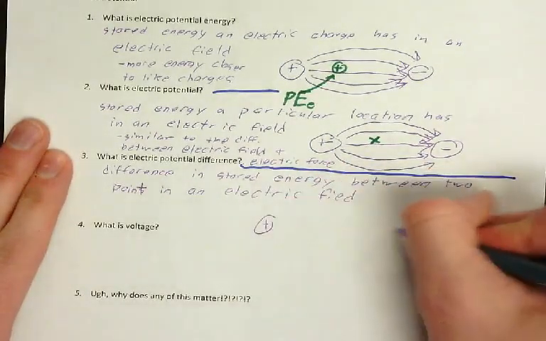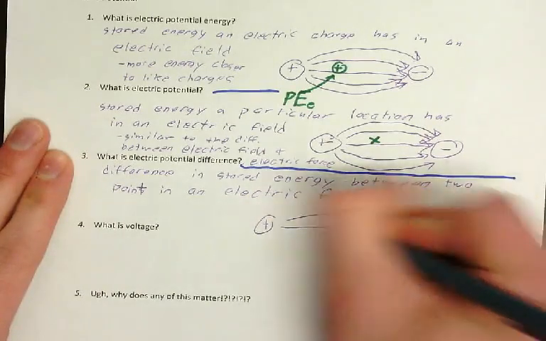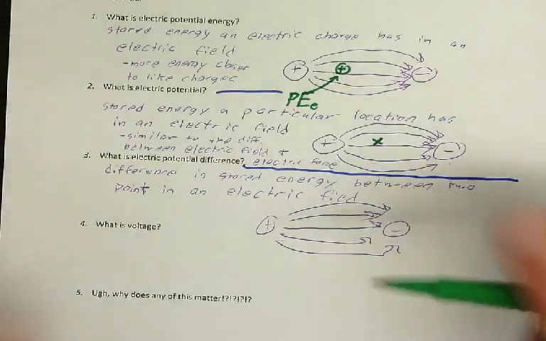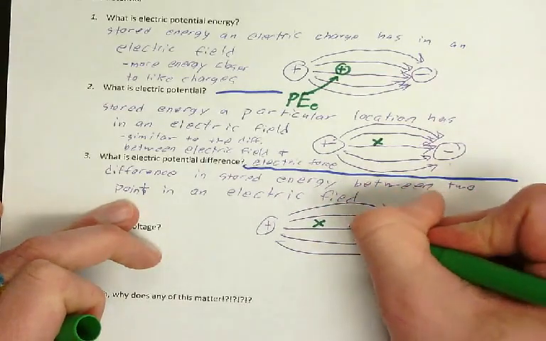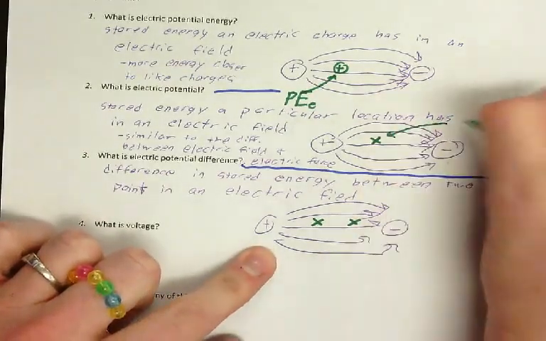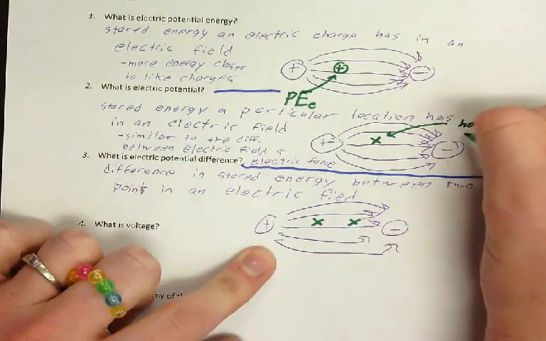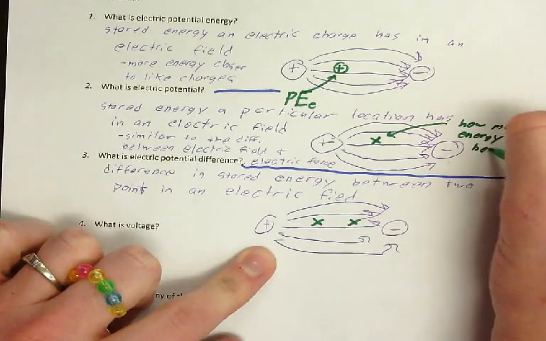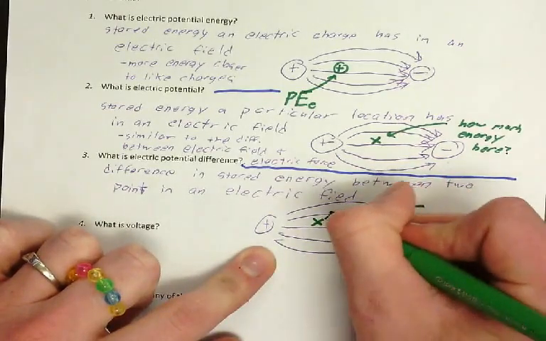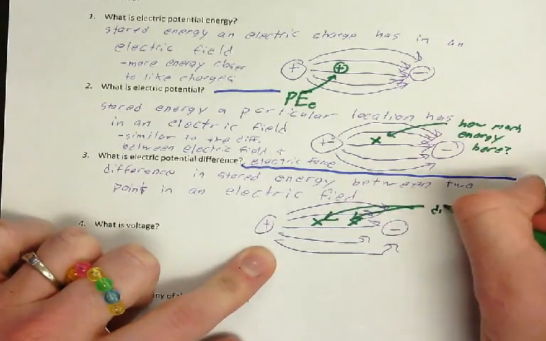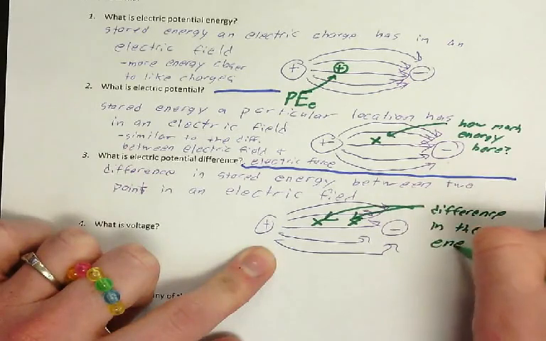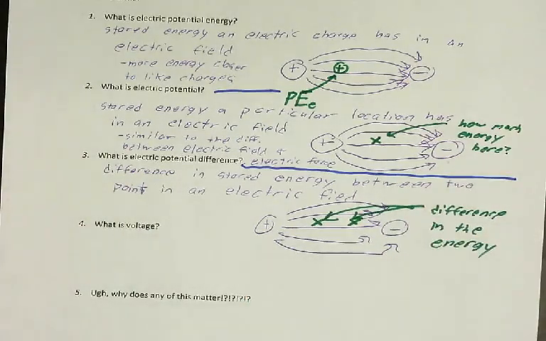So same thing I've been drawing, positive, negative, field. But I want to know the difference between those places. So this one just wants to know how much energy is here. This one wants to know what's the difference in the energy between those two points?